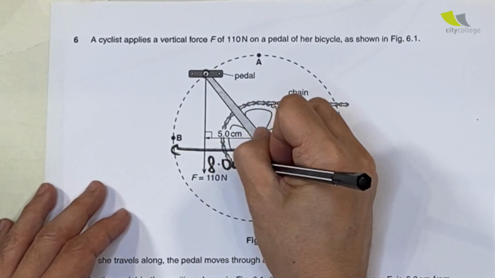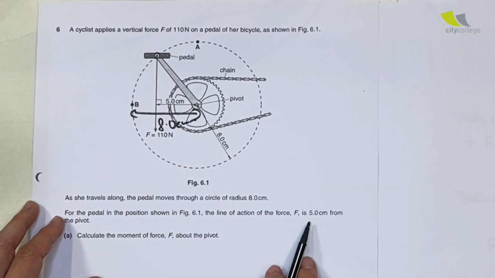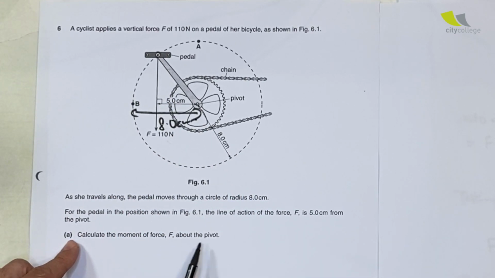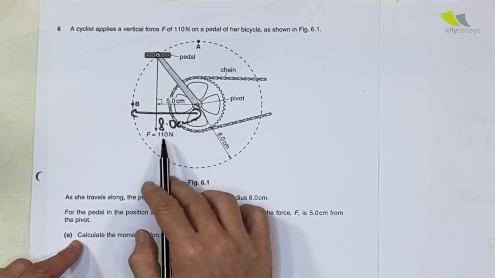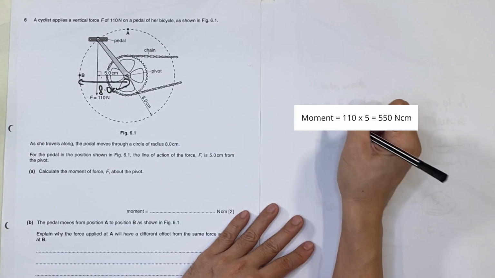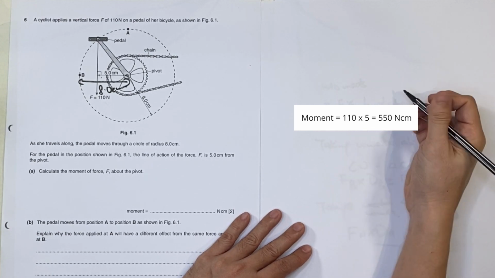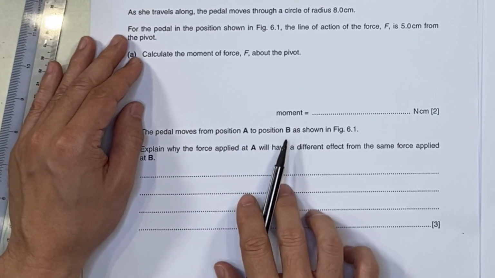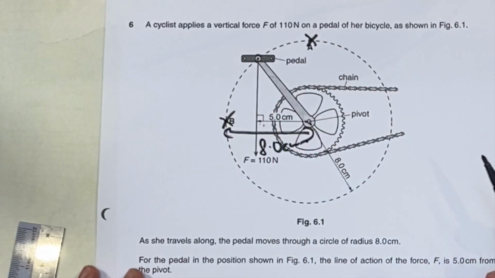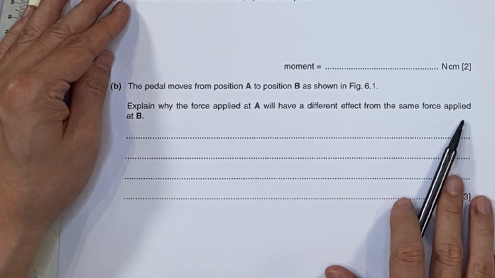8.0 cm. For the pedal shown in position in figure 6.1, F is 5.0, so this is the perpendicular distance away from the pivot. Calculate the moment of the force about the pivot. So this is the reference point, we have our force, we have our perpendicular distance at 90 degrees. Moments equals 110 multiplied by 5, so it's 550 newton cm. The pedal moves from position A to B as shown in figure 6.1. So it moves from this point to this point. Explain why the force applied at A will have a different effect from the force applied at B.